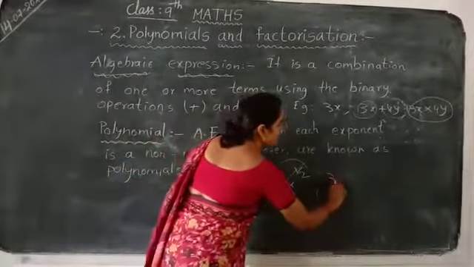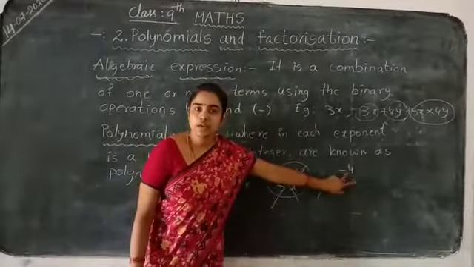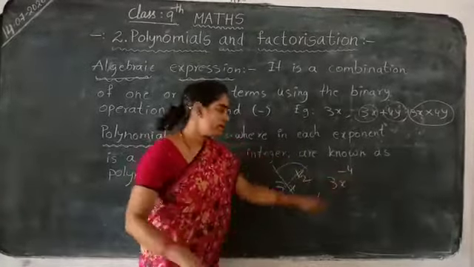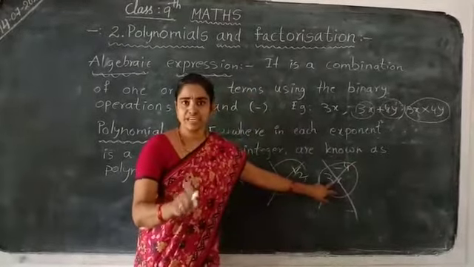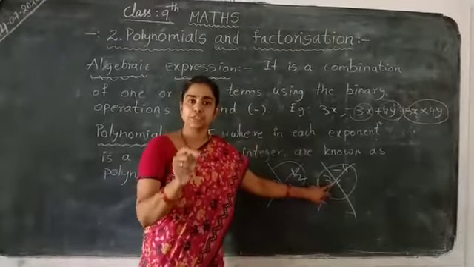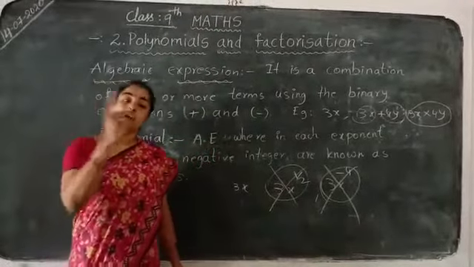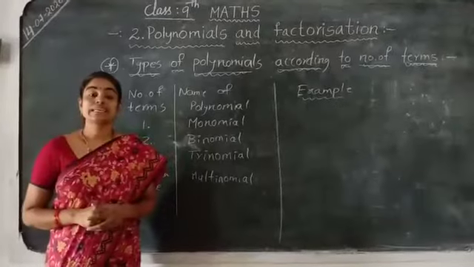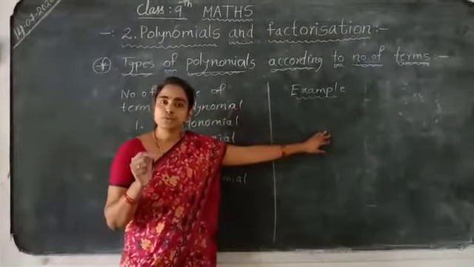Next example: 3x power minus 4. What is the exponent here? Minus 4. It is a negative integer, so it is also not a polynomial. It can be said to be an algebraic expression but not a polynomial. In an algebraic expression, the exponent should be a non-negative integer; then only the algebraic expression is called a polynomial.